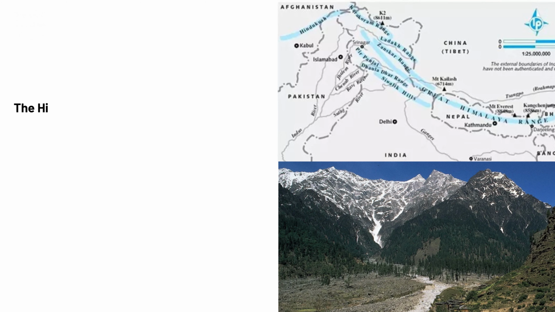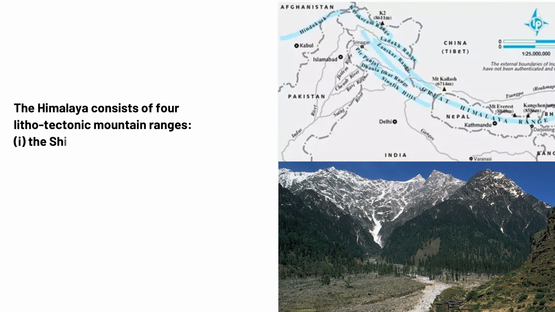Now I am trying to focus my lecture towards the only one physiographic unit, which is the Himalayas or majestic Himalayas, and how it actually influences India's people and their livelihoods. On the top right corner, you can see the map of India showing the 4 different parallel ranges. So the Himalayas actually consist of 4 lithotectonic mountain ranges.